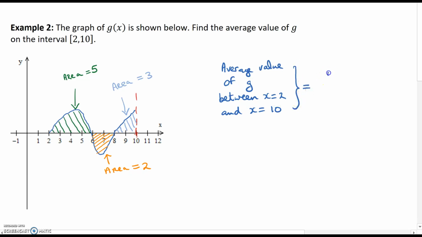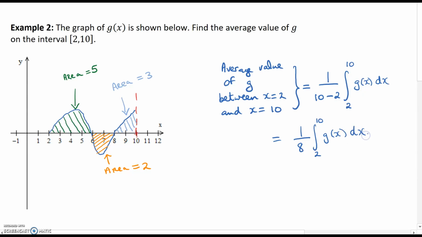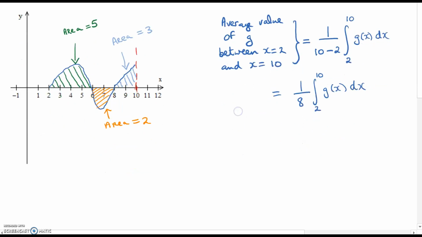That's going to be equal to 1 over the larger value of x, which is 10, minus the smaller value of x, which is 2, times the integral from 2 to 10 of g of x dx. So that's equal to 1 over 8 times the integral from 2 to 10 of g of x dx. But what's new now? Okay, so we're going to take this over here.